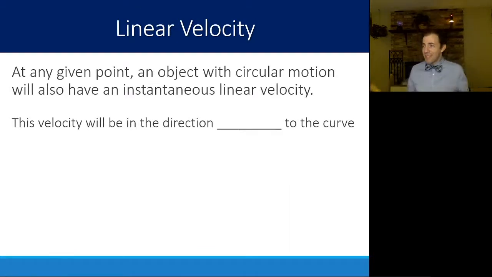So let's go back to this idea of linear velocity then. Remember, angular velocity is just how many radians you're sweeping per second. It doesn't matter how big the circle is. Linear velocity does. At any given point, an object in circular motion will also have an instantaneous linear velocity. If you're doing donuts in a parking lot, your car isn't going to tell you how many radians per second you're moving. It's going to say you're going 20 miles per hour. It's going to give you a linear velocity, just a linear distance divided by time.